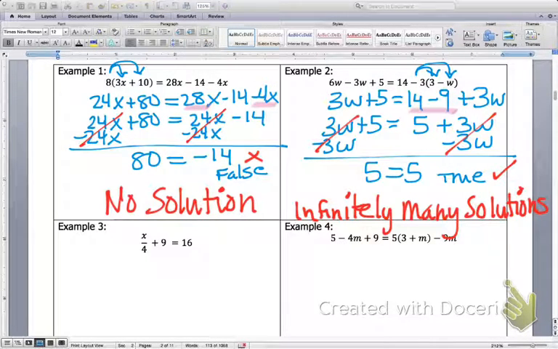All right, so that's the general idea. Again, variables will not always cancel out. We know that. We've done many equations, but sometimes they do. And this is when we have to make sure we know the difference between true, false, meaning no solution, infinitely many solutions. Let's go ahead and move on to the next one.